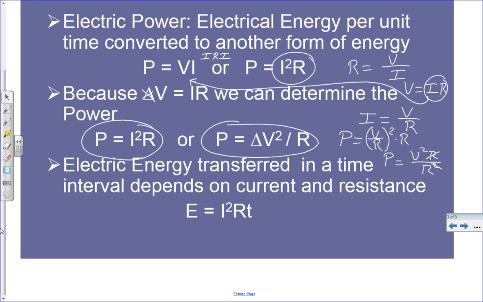And then we saw yesterday that energy is equal to power times time. So we can substitute any of our equations for power into this energy equation. One of the things, for example, that we could get is energy is equal to I squared R times time.